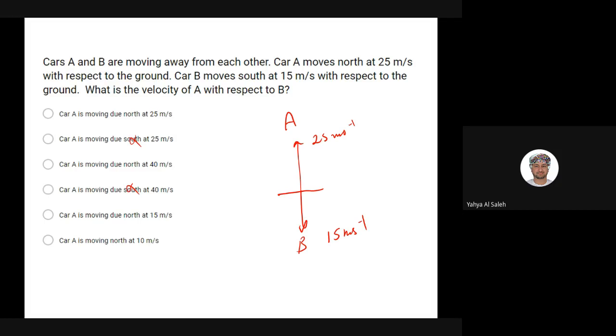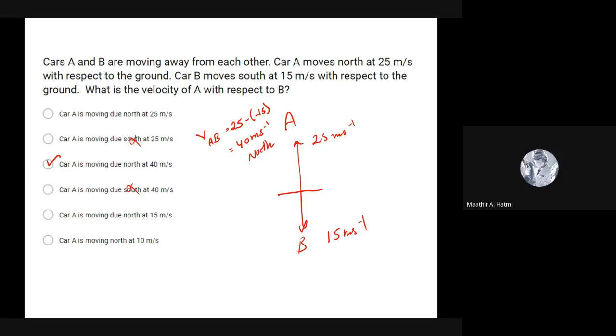Now I am going 15 meters per second south. So my velocity of car A from the inside of car B will be equal to 25 minus, because it's in the opposite direction, 15. It becomes 40 meters per second north.